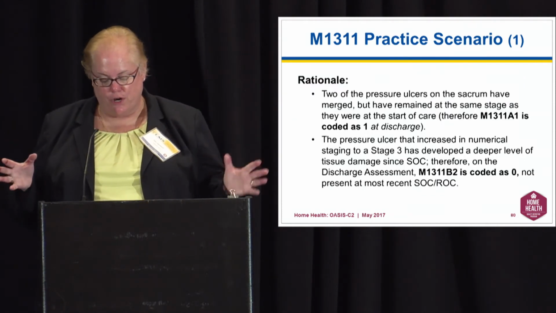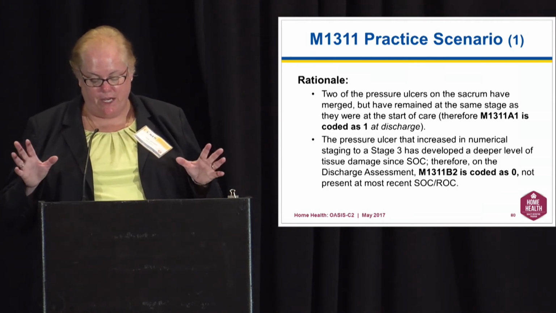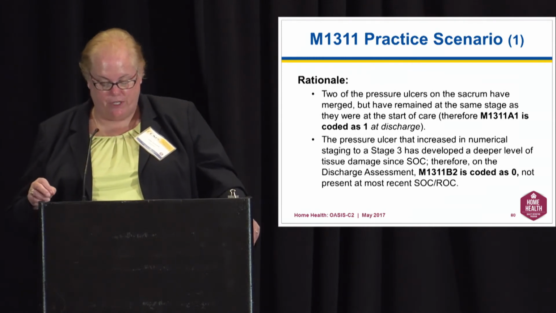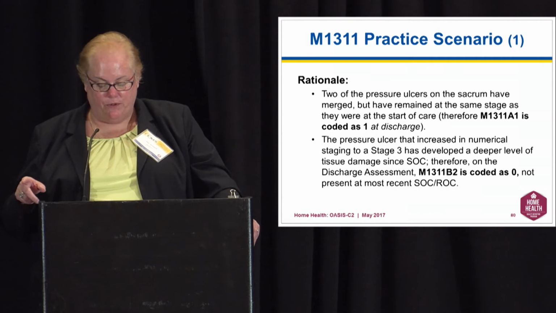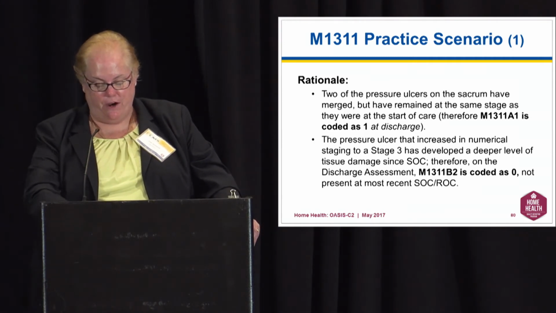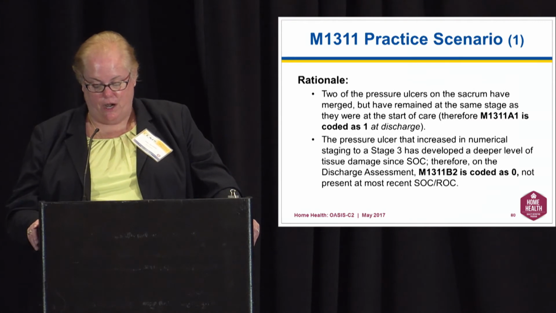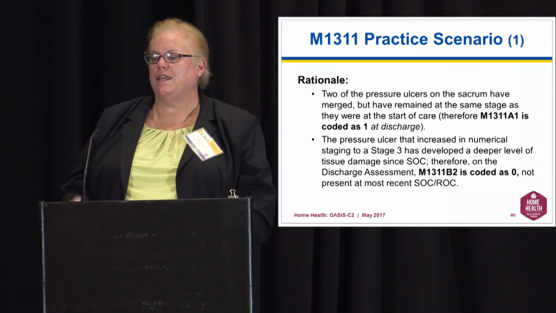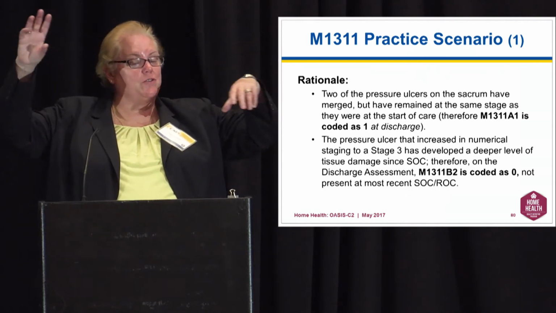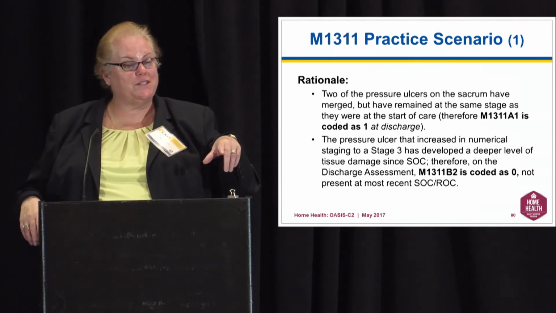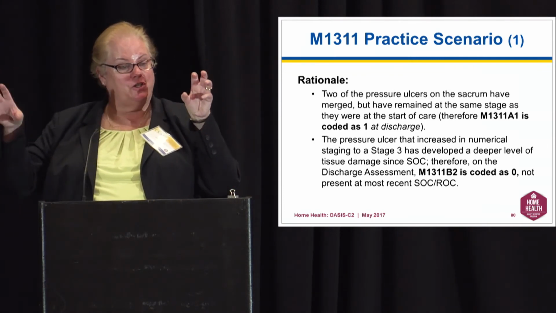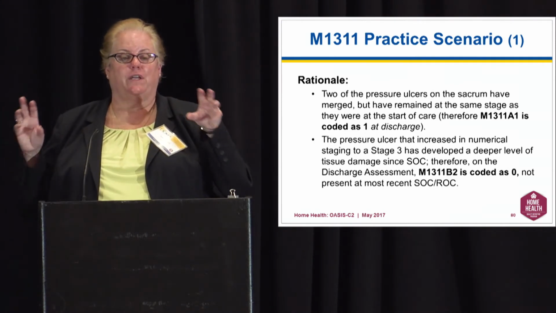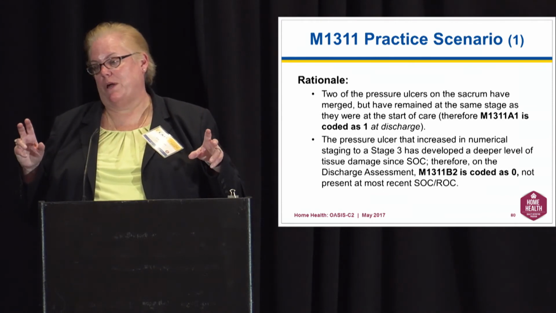So we talked about this. 2 of the pressure ulcers on the sacrum have merged, but they remained at the same stage they were at the start of care. And then the pressure ulcer that increased in numerical stage to a stage 3 has developed a deeper level of tissue damage since the start of care. Therefore, on the discharge assessment, M1311 B2 is coded as 0, not present on the most recent SOC/ROC. And that's where they start, when you think about understanding the numerators and denominators, new and worsening. In this situation, it's comparing admission to discharge. What we noticed is one of those ulcers actually worsened. And that's how it's looking at it from a quality perspective for this particular patient.